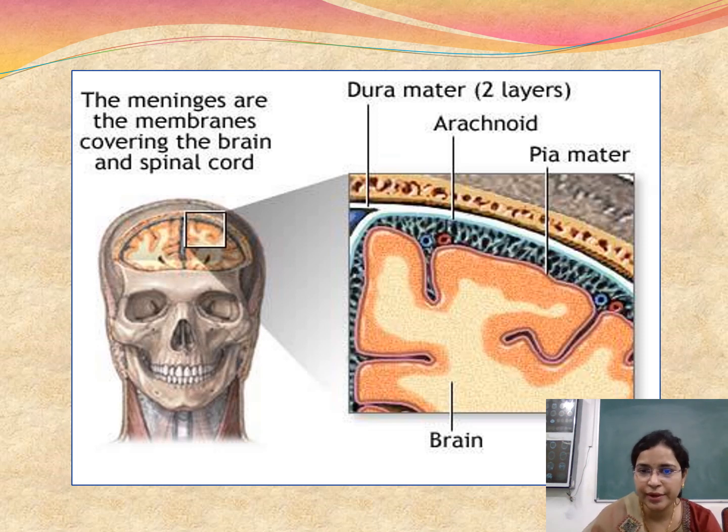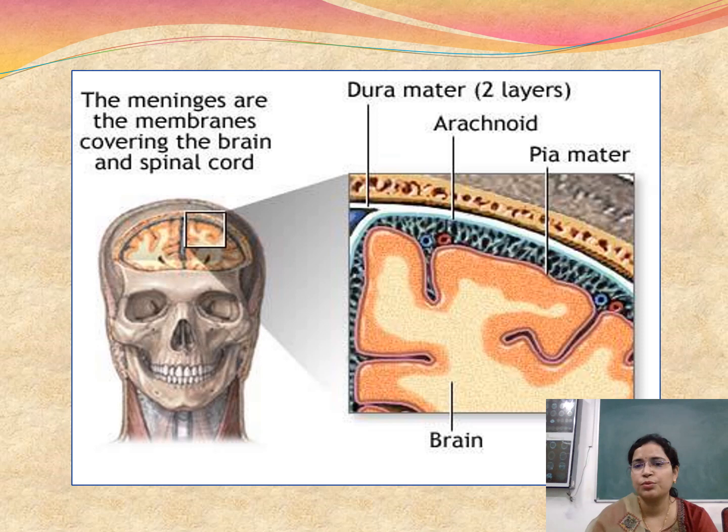Now this is the pia mater, a thin, delicate, transparent layer present below the arachnoid mater. This is the third, innermost layer. It covers all the surface irregularities of the brain, all the elevations called gyri, very faithfully. It goes deep inside the fissures and sulci also, and covers the sulci. So this is the pia mater.